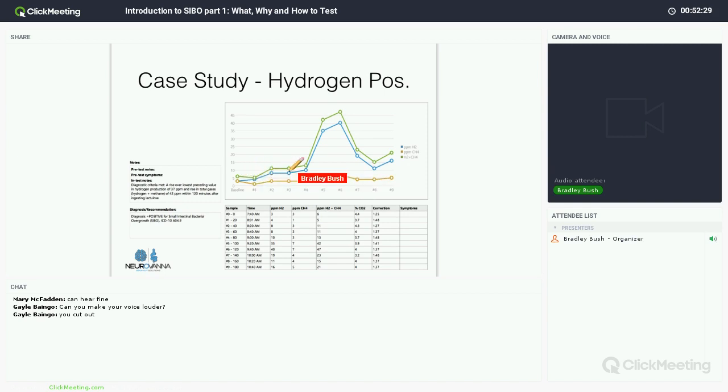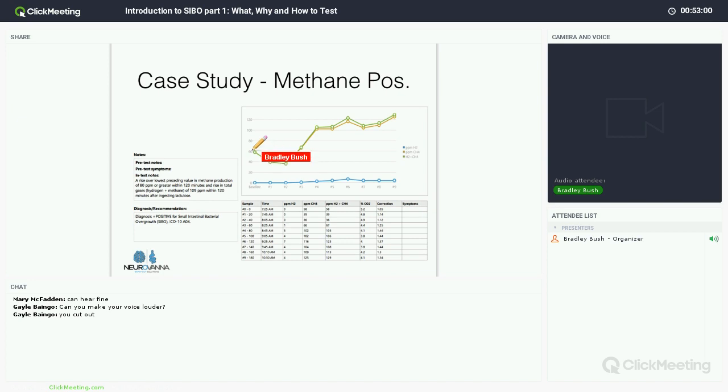In someone with SIBO, in this particular case with hydrogen, they're going through, and then they get to the 80-minute mark, and there's a spike in activity. That hydrogen production at 80 minutes is a clear indicator of small intestinal bacterial overgrowth producing hydrogen gases. It maintains during two different test measurements, and then it drops down, and then it spikes back up when it goes to the large intestines. A very classic presentation.